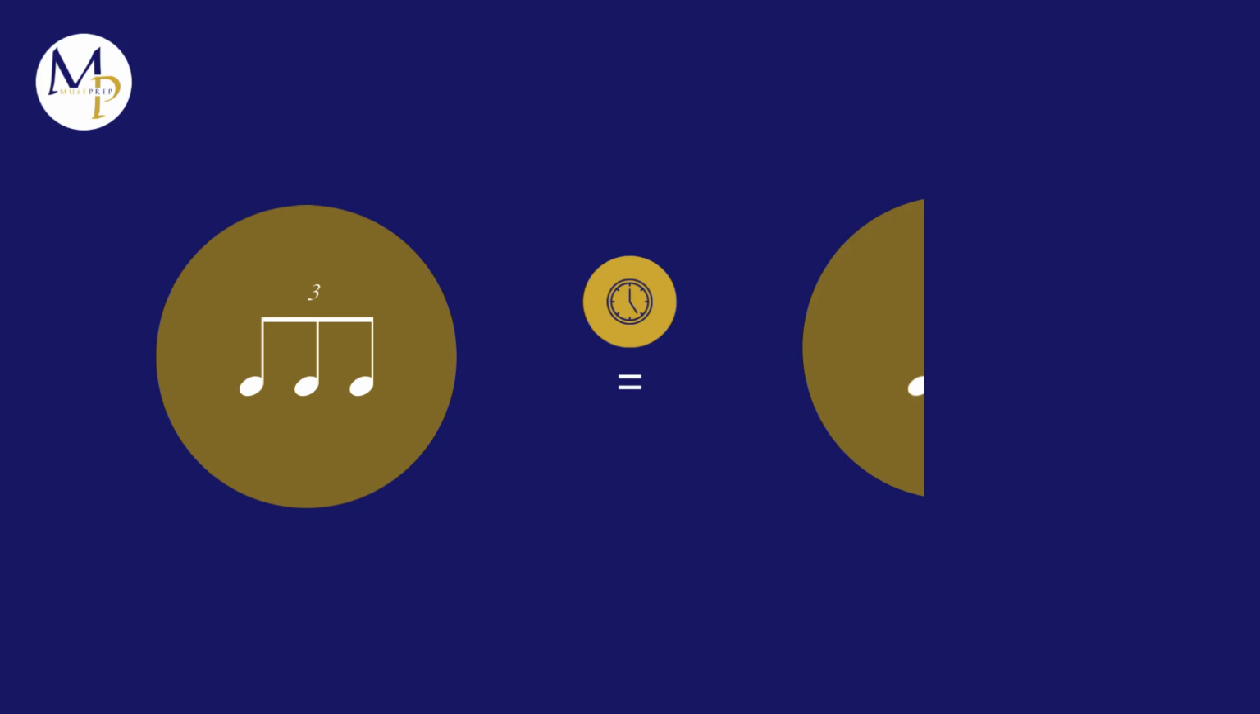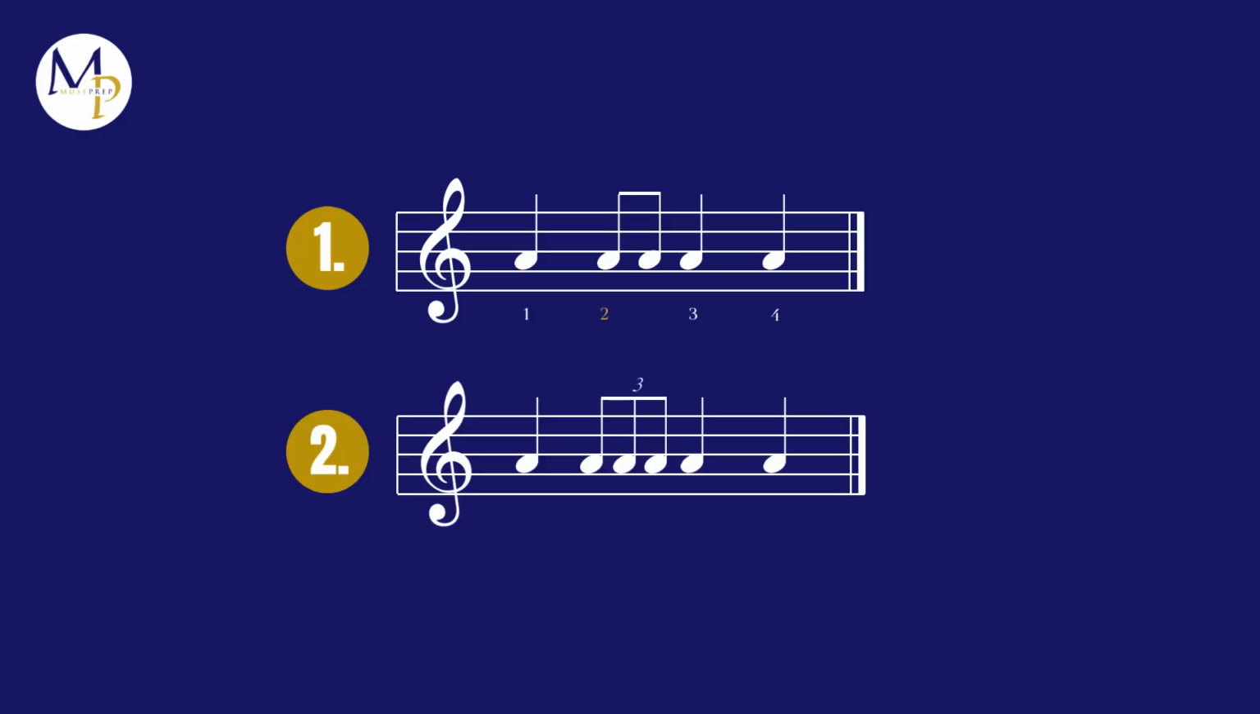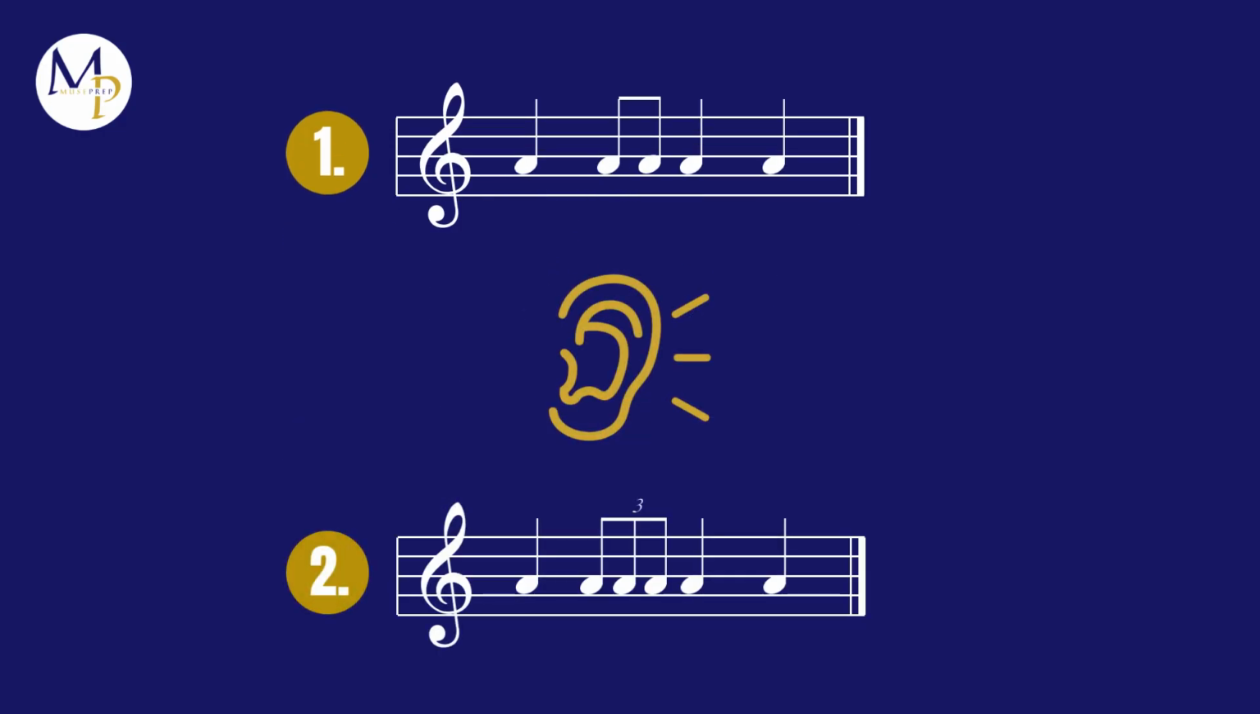In the first rhythm example, there are 2 eighth notes on the second beat. In the second example, there is a triplet. Listen to both examples one after the other.